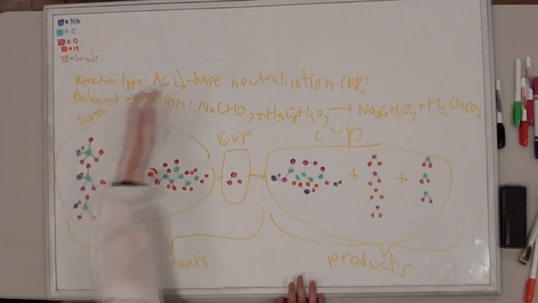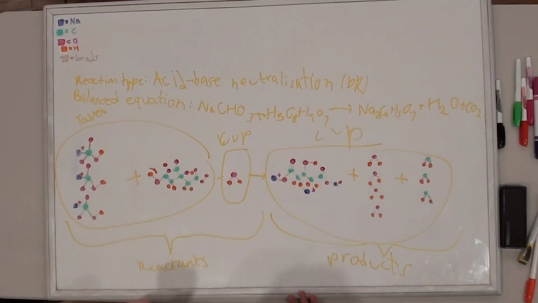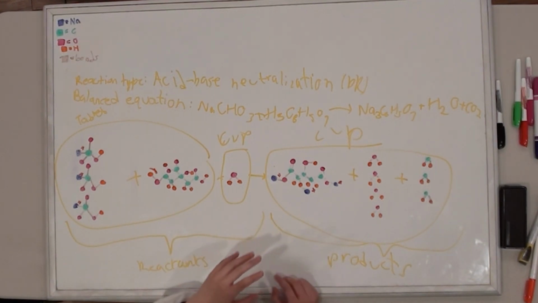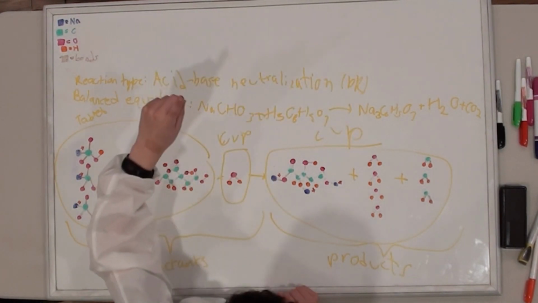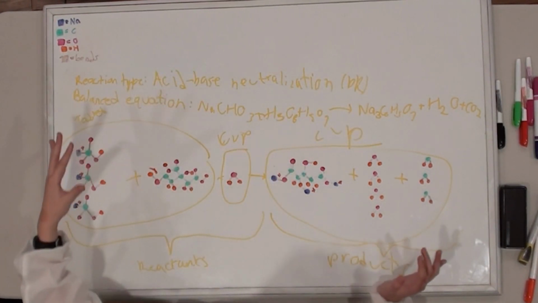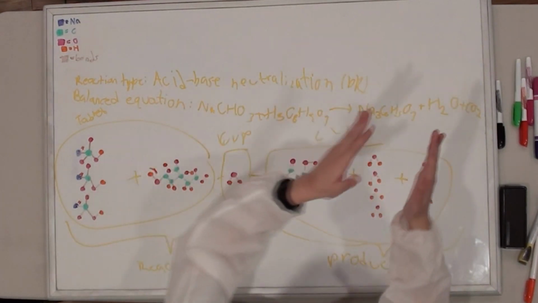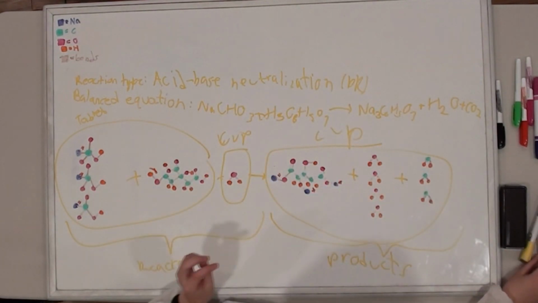Now, how do we balance this equation? Because we don't have the same amount of atoms on each side. That's the definition of a balanced equation. In fact, we have 1 sodium here, 3 sodiums here, and then we don't have the same number of atoms on each side. We're going to balance that.